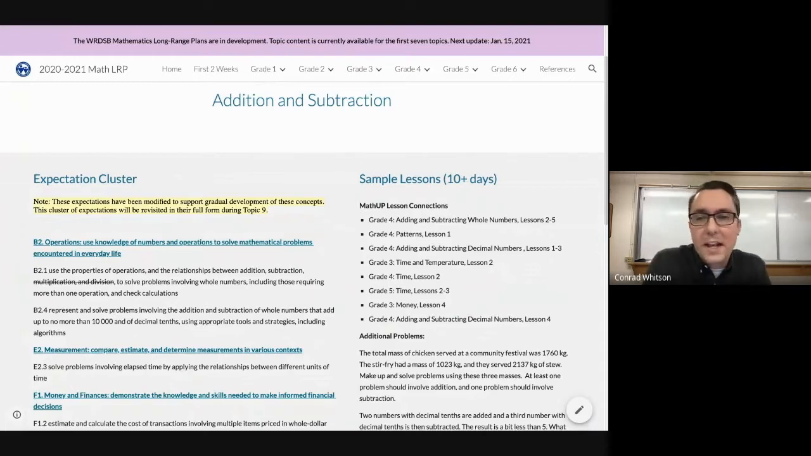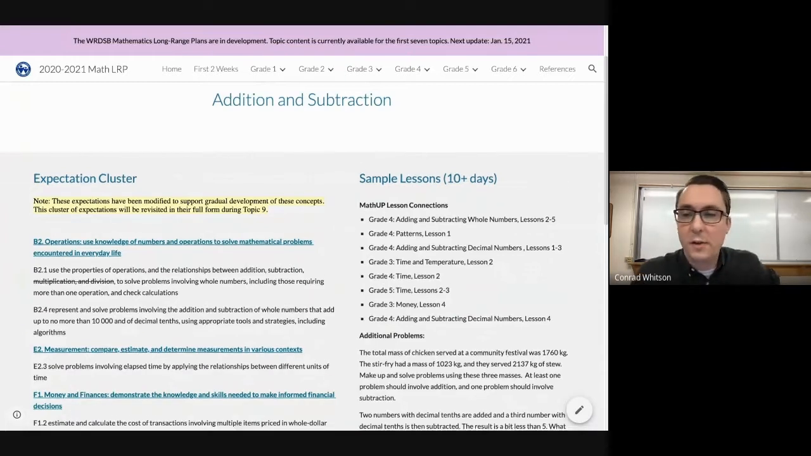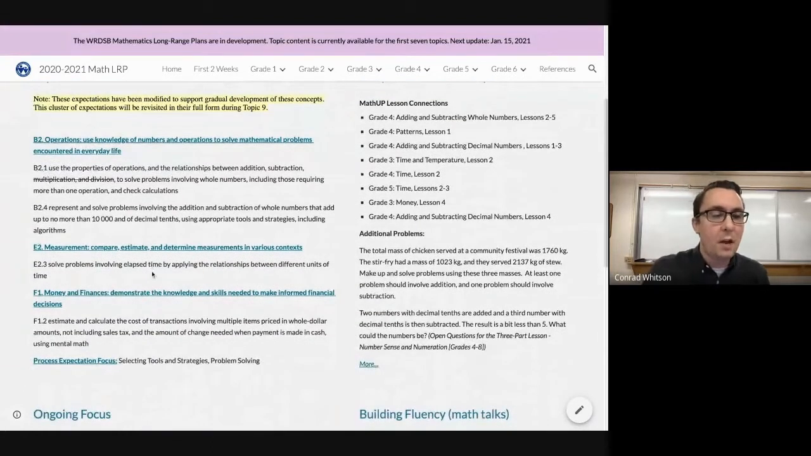We've also included an expectation from the financial literacy strand around estimating and calculating the cost of transactions involving multiple items priced in dollars and cents, and without using any sales tax yet. That'll be later in the year as well. Grade 4 also only deals with whole dollar amounts in this case, so there's no cents involved.